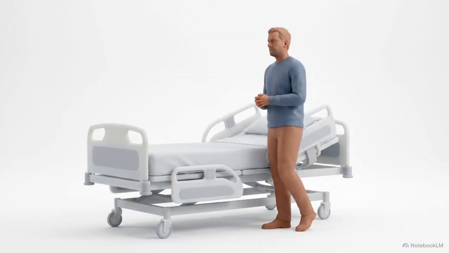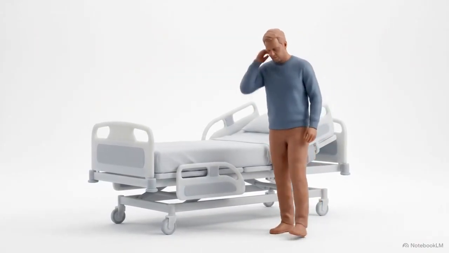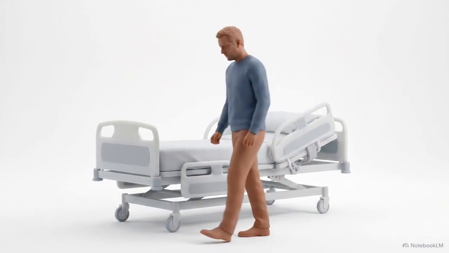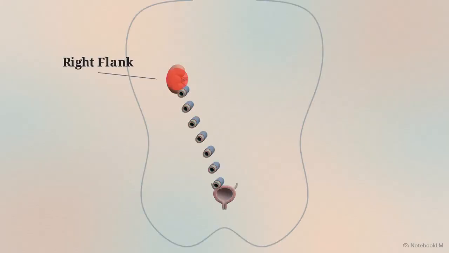When we observe Elias in the emergency department, his physical presentation tells a very specific story. He is unable to sit still. He is actively pacing the room, constantly shifting his weight, and tightly grasping his right side. His symptom profile is intense, a sudden onset of 10 out of 10 colicky pain, radiating directly from his right flank down to his right groin.